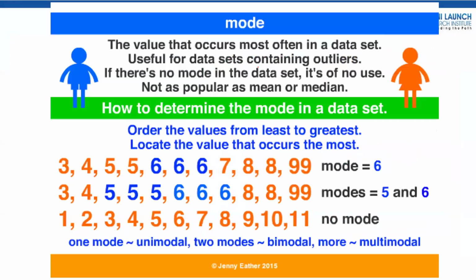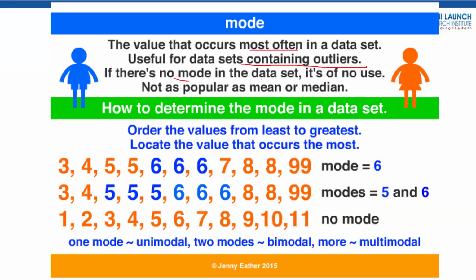So mode is the value that occurs most often, and this can also be used when the data contains outliers. An important interview question for biostatistics: which measure of central tendency is useful when the data contains outliers? Median and mode. But mean cannot be used with outliers. You have to remove outliers if you are displaying the mean.